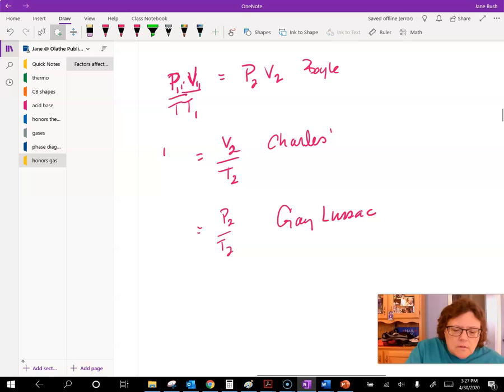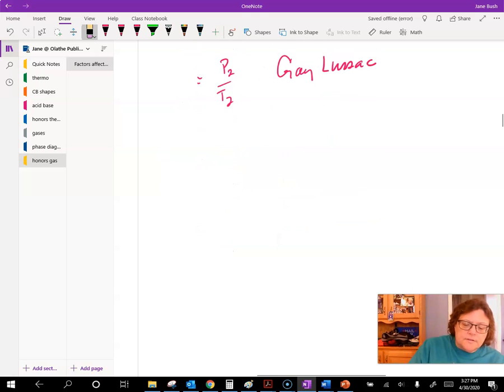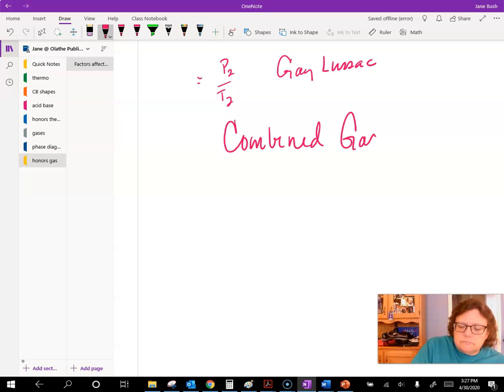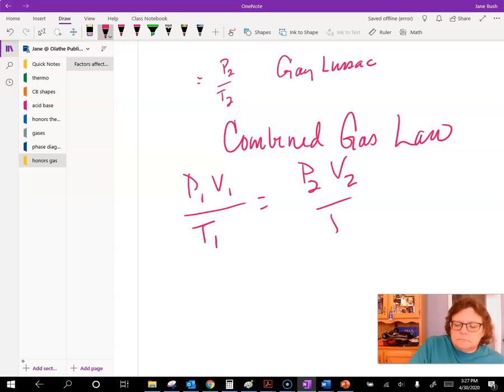There we go. We can put them together and we get PV over T. This is called the combined gas law. And again, you plug in your variables and solve. Gas law problems are very simple.